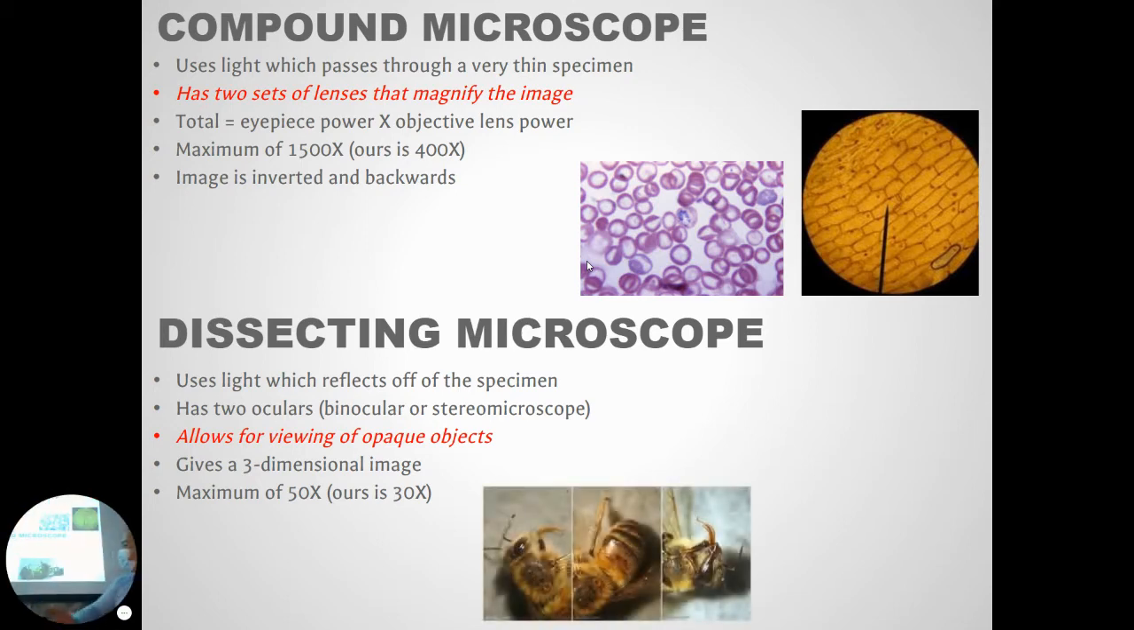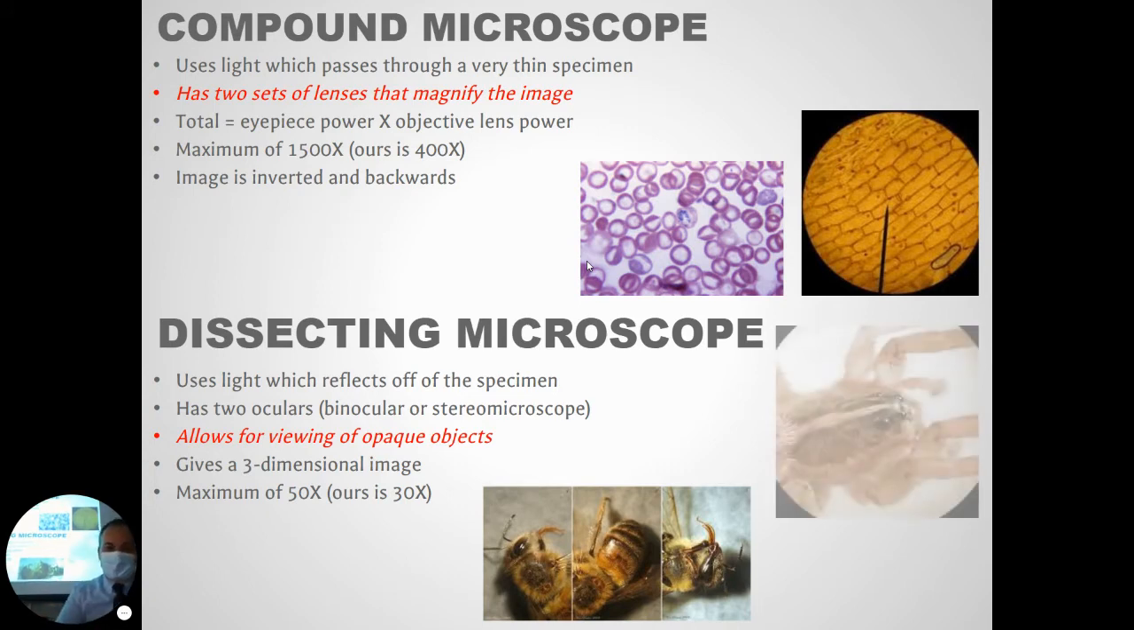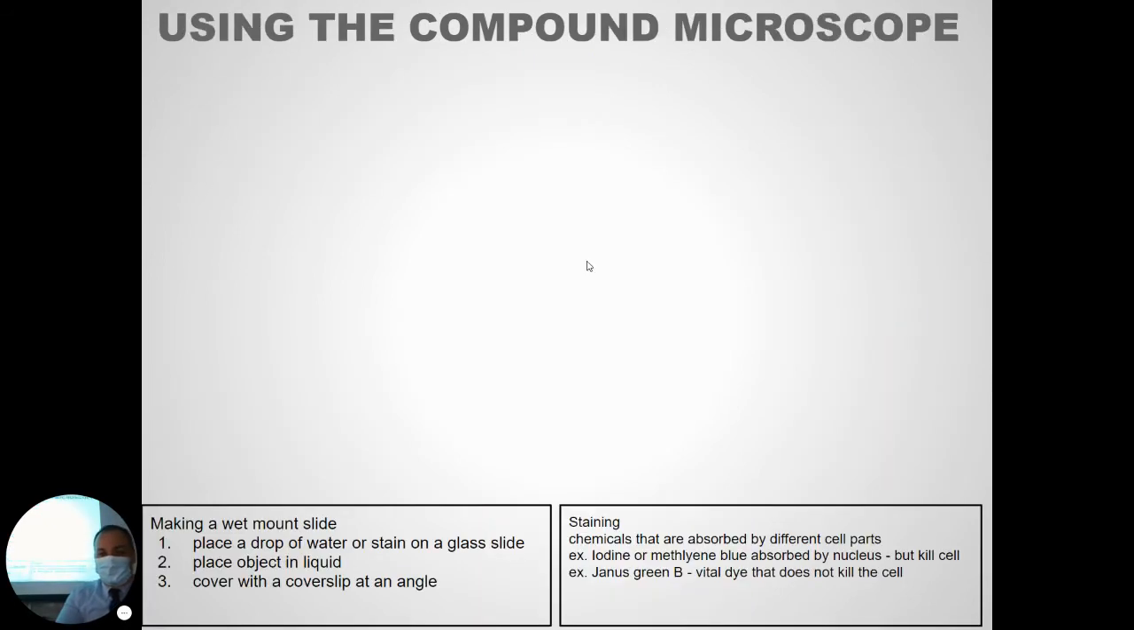These are images you can see of a dead bee through the dissecting microscope. And like you said, it's a three-dimensional image. You could see the detail. You could see sort of the depth as you're looking through that. And there's a spider.